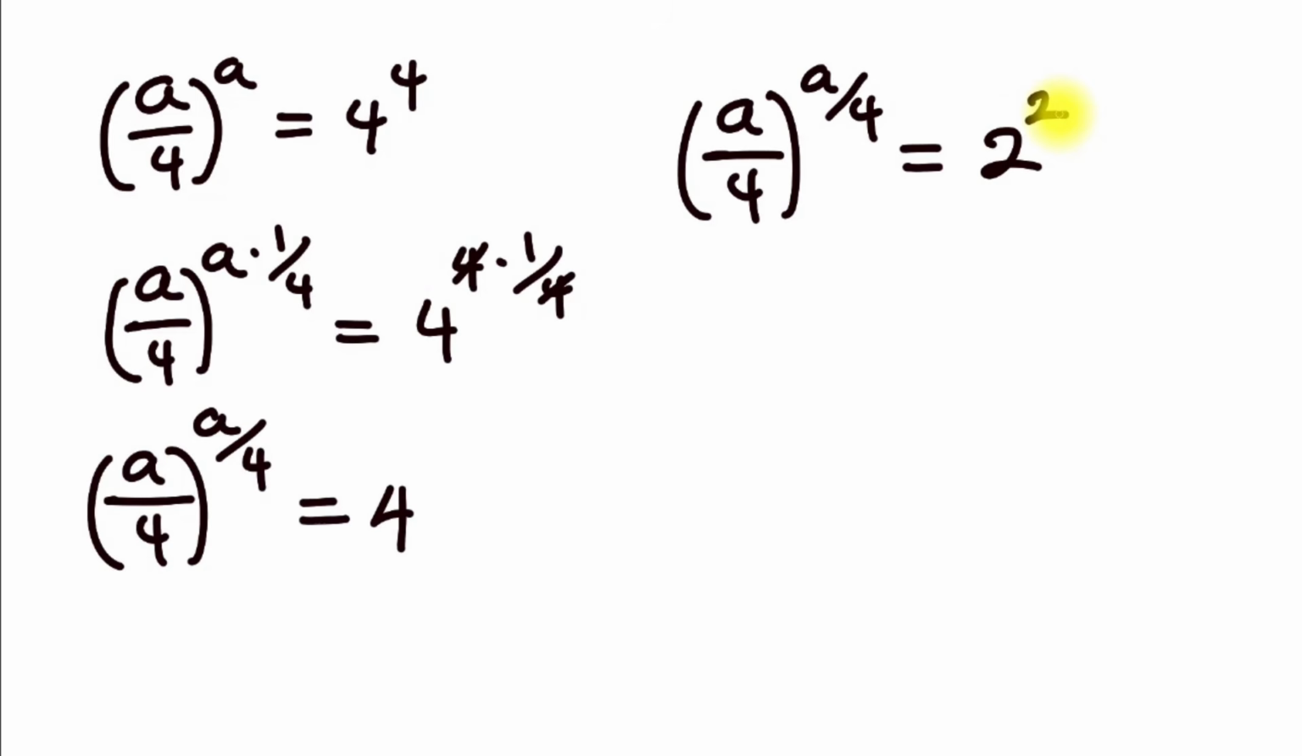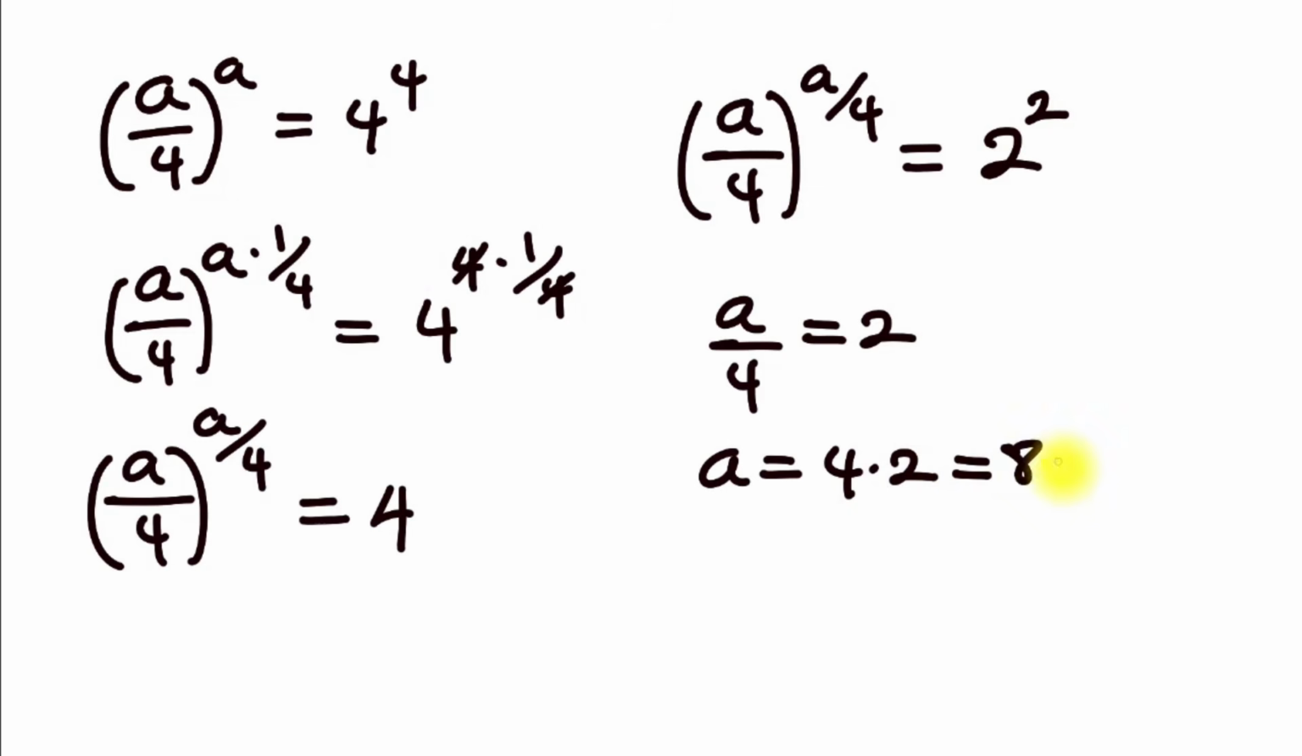Very good. Now what's something? Notice that the base here and the exponent here are the same. The same thing is with the right hand side. The base here and the exponents are the same. So what does that show? By comparison, we can then say that a over 4 is equal to 2. And when we cross multiply, a will be equal to 4 times 2, which is equal to 8. And this is our value for a.